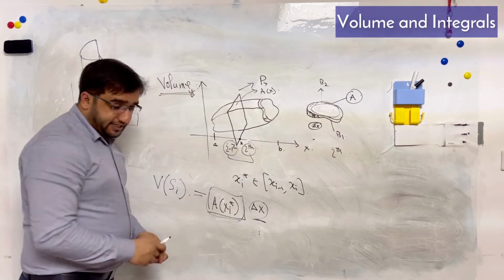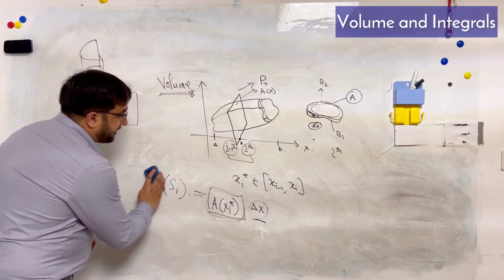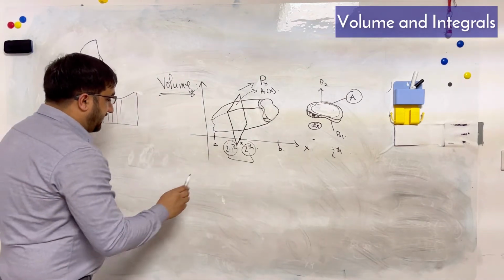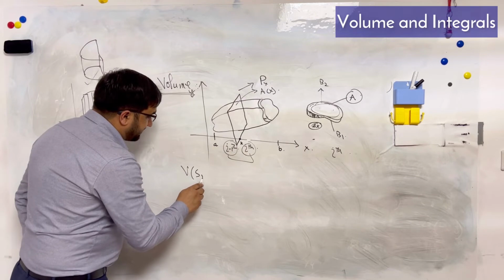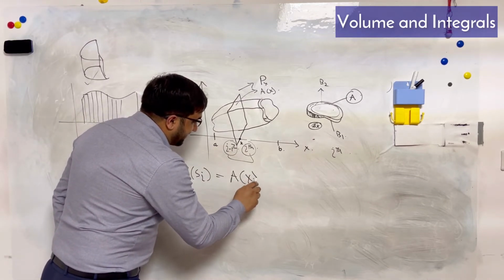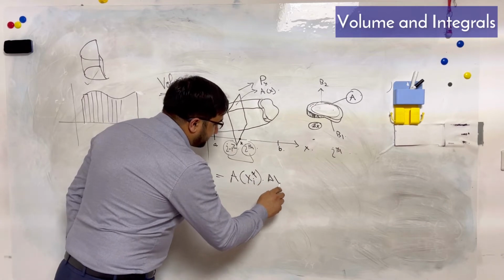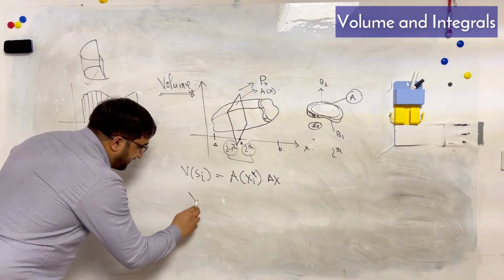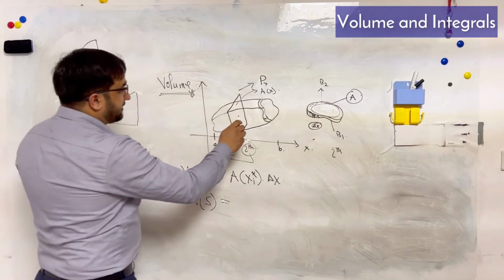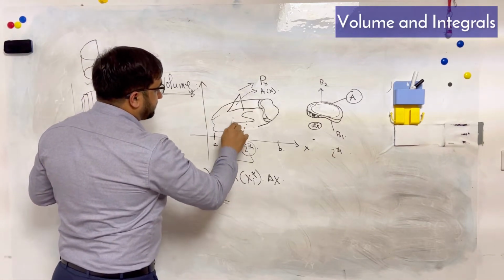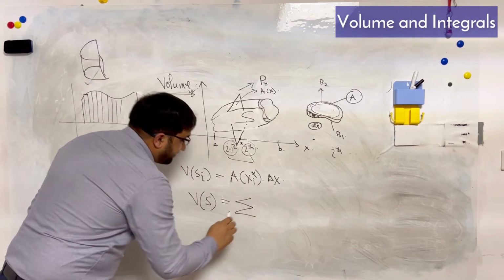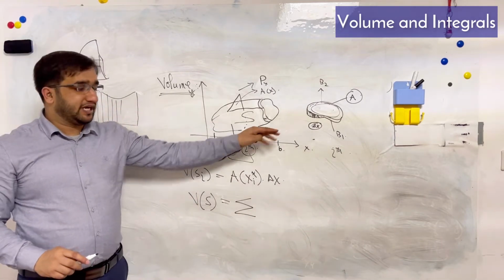Now, when I need to know the volume of the whole bread, I know what to do. I have got the volume of the ith slice, and the volume of the ith slice is A(x_i star) into delta x. Then what will be the volume of the whole region S? This whole is S. The volume of the whole will be the sum of all the slices from 1 to n.